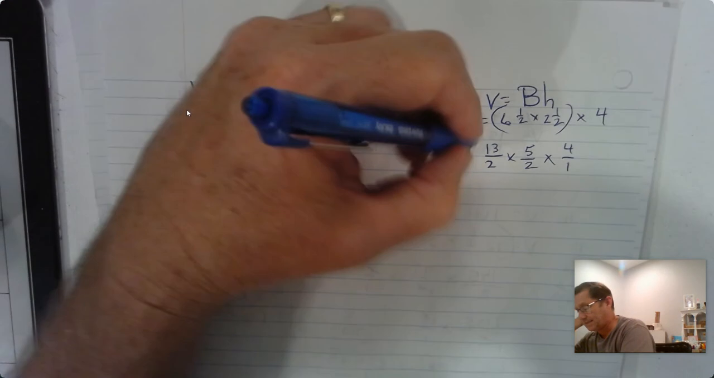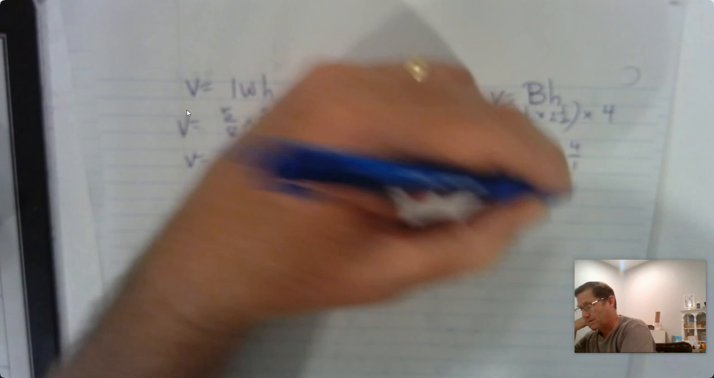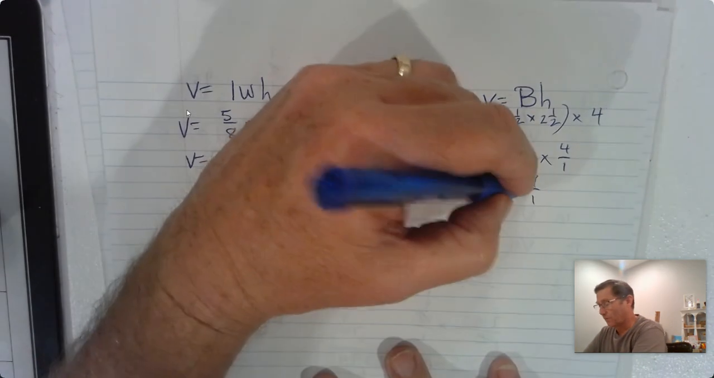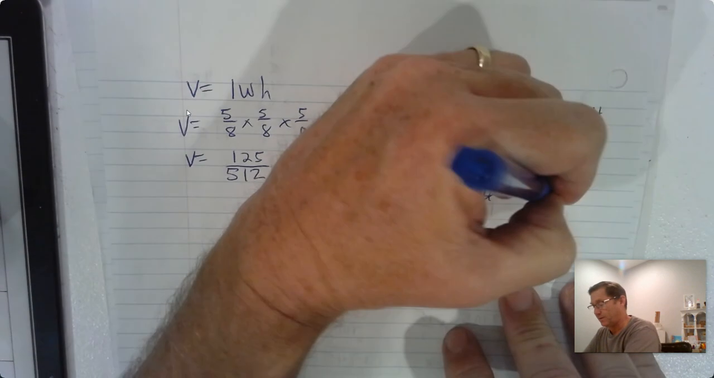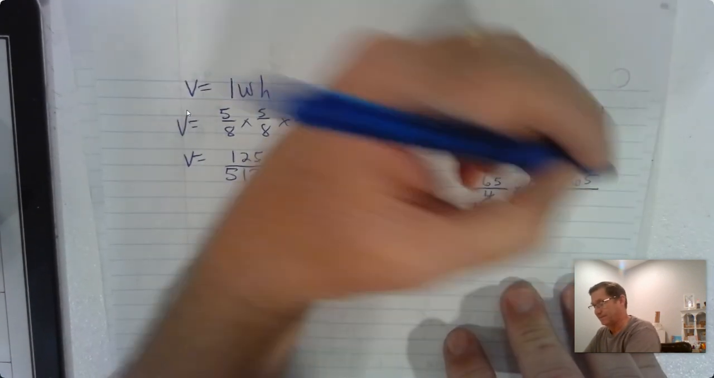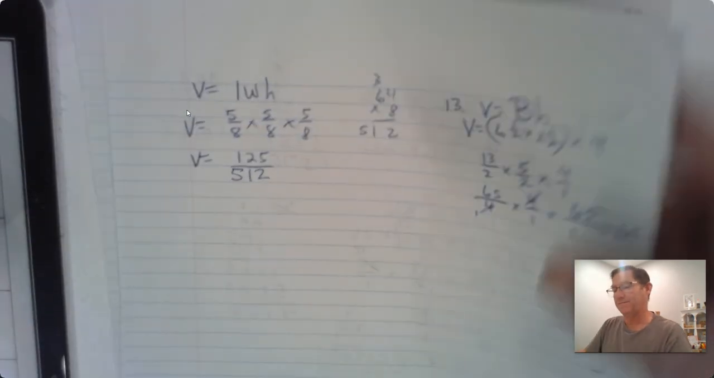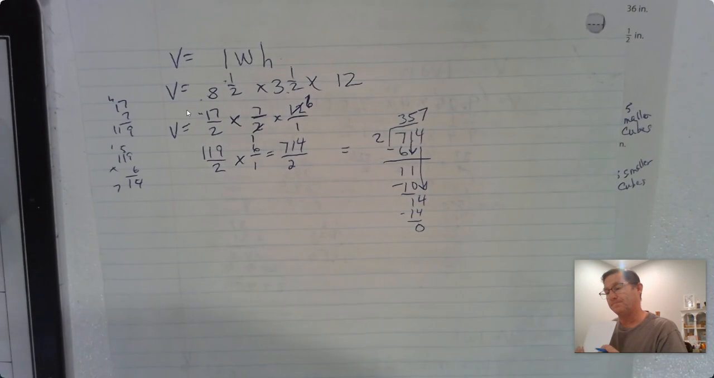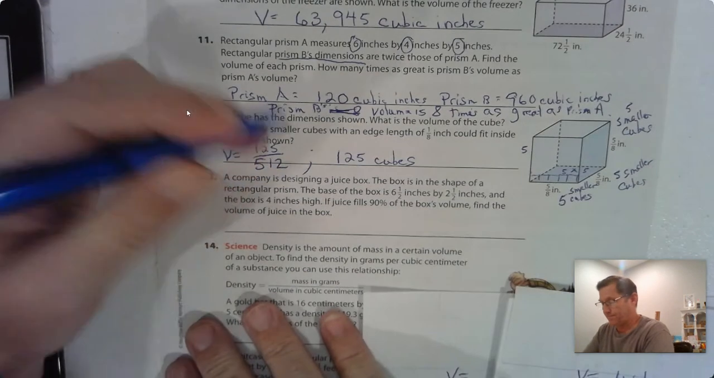All right, 13 times 5 is 65. 2 times 2 is 4. So the base is 65 fourths times the height of 4. Well, we can simplify the 4s by dividing by a greatest common factor of 4. So we get 65 times 1, 65, and 1 times 1 is 1, which gives us 65. So the volume of the box is 65.